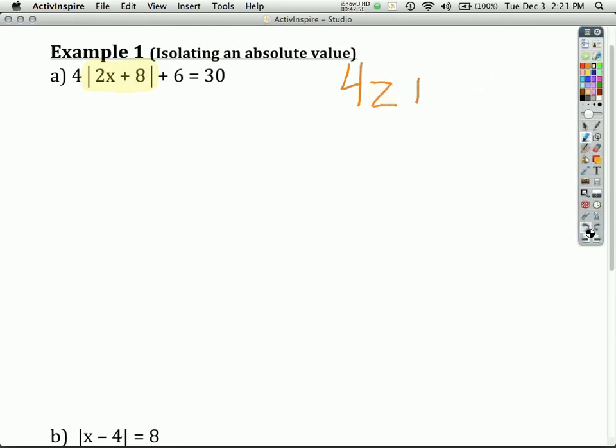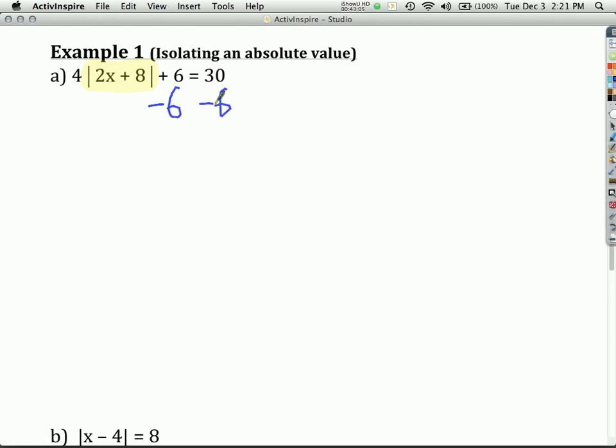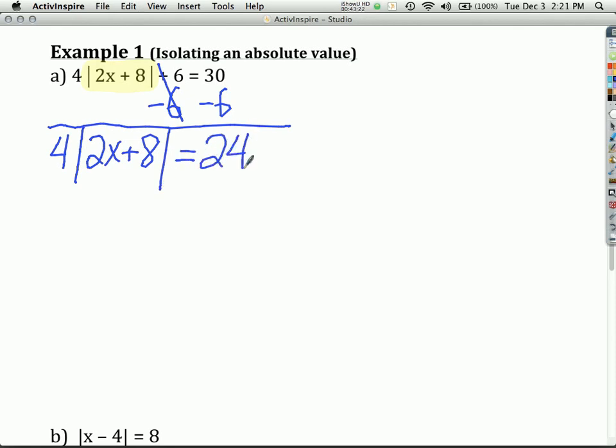So we're going to subtract 6 from both sides. And here's what it's going to look like. Subtract 6 from both sides. This will disappear, which is what we wanted. And then we're left with 4 times the absolute value of 2x plus 8 equals 24. And Extol said, now we divide both sides by 4, and he was right on. Divide by 4. This will now disappear, and now I have isolated the absolute value.